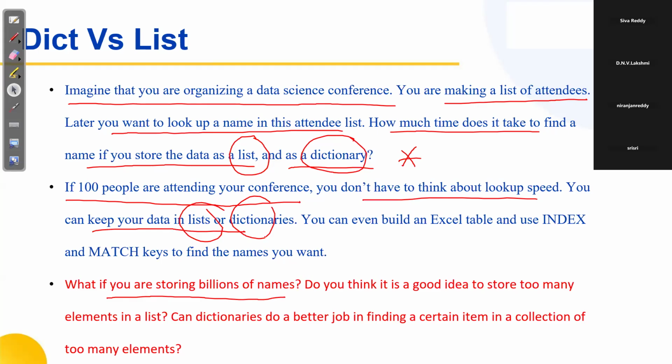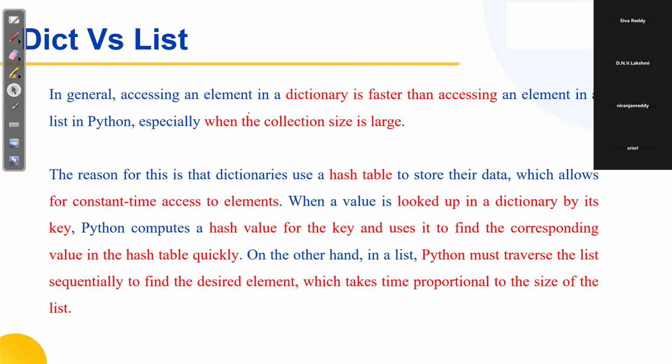Suppose lakhs or crores of people attend this conference, then dictionaries, yes, 100%. Yes, I'll discuss with a small case study. Here, whenever in machine learning and data science applications, we will deal with a large amount of data. So, list object is not preferable. So, do you think it is a good idea to store too much data in the list object? No. So, dictionaries do the job better. Okay? Clear for all of you?